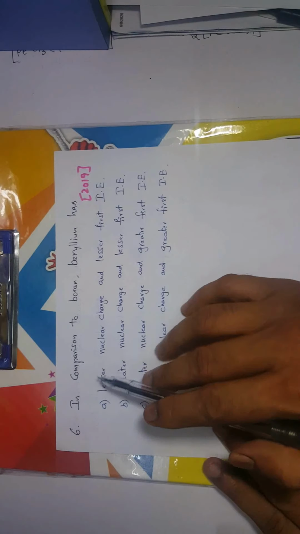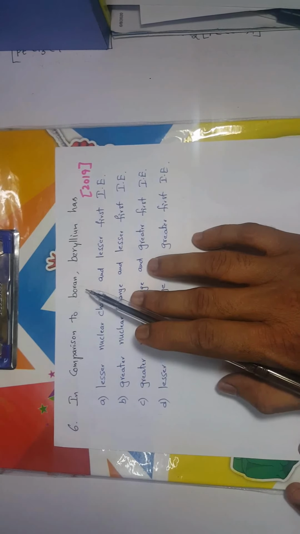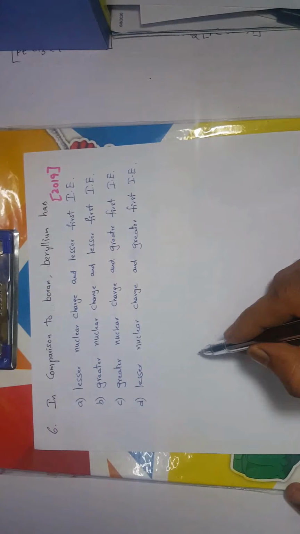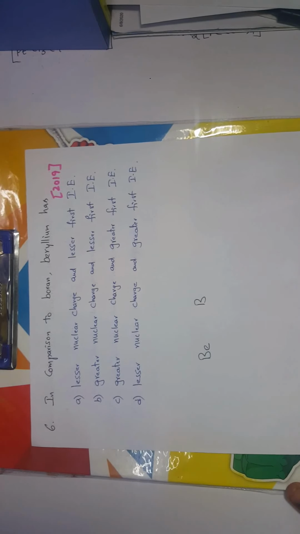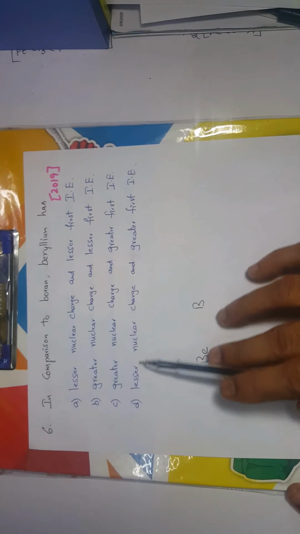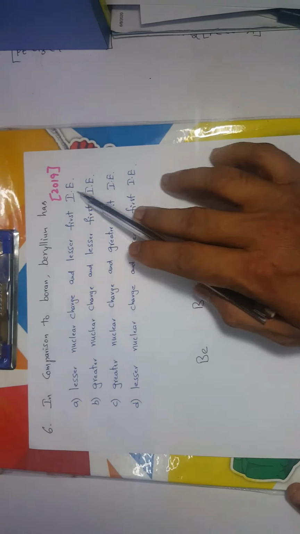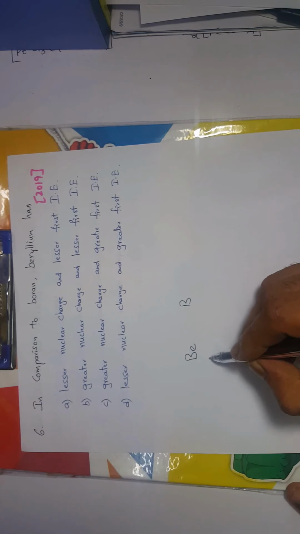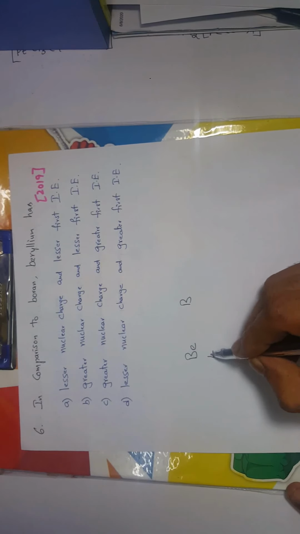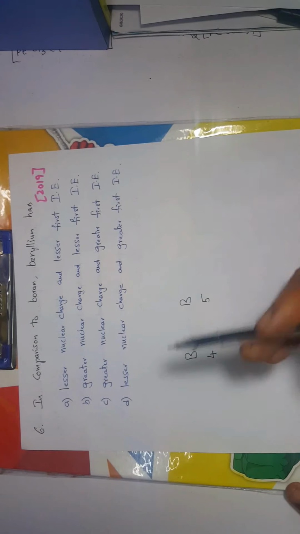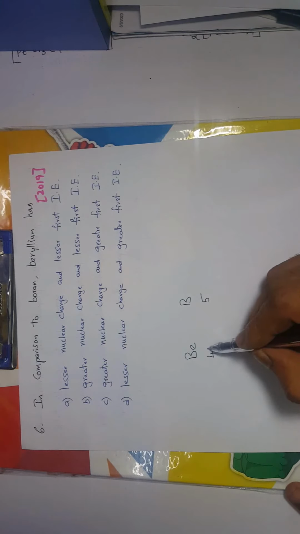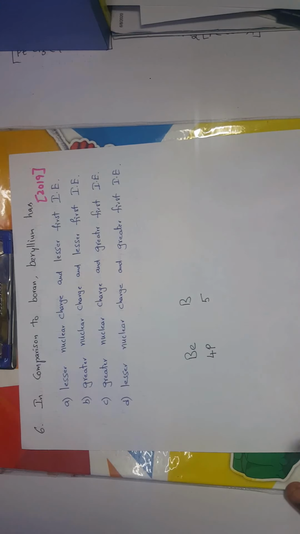Next question. In comparison to boron and beryllium, they have compared nuclear charge and ionization energies. So, what is the atomic number for boron? First beryllium: beryllium is 4, boron is 5. Nuclear charge means nothing but number of protons. How many protons are there in beryllium? 4. Boron has 5 protons.